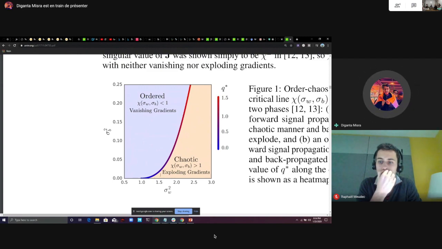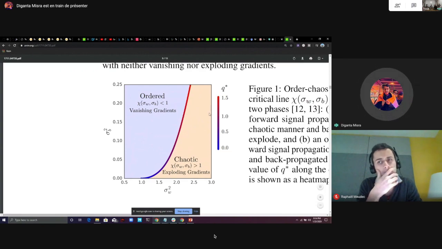If your network falls on this line, which is called Q star, then your gradients will propagate fine. There won't be any issue. But if you fall in either of these two phases, for example, if you fall in this ordered phase, you will face the issue of vanishing gradients. And if you fall in this chaotic phase, you will face the issue of exploding gradients.